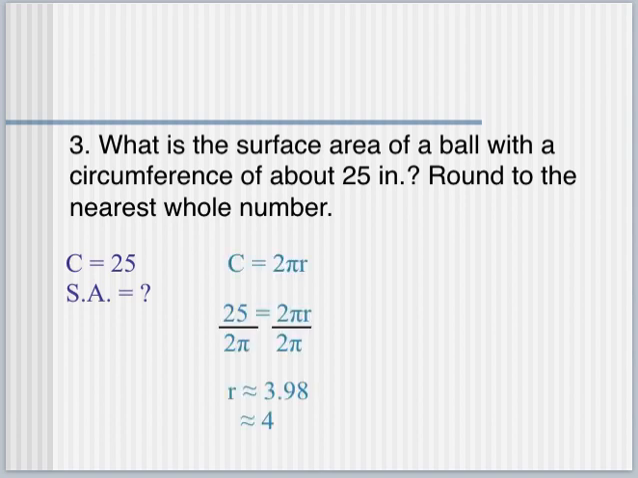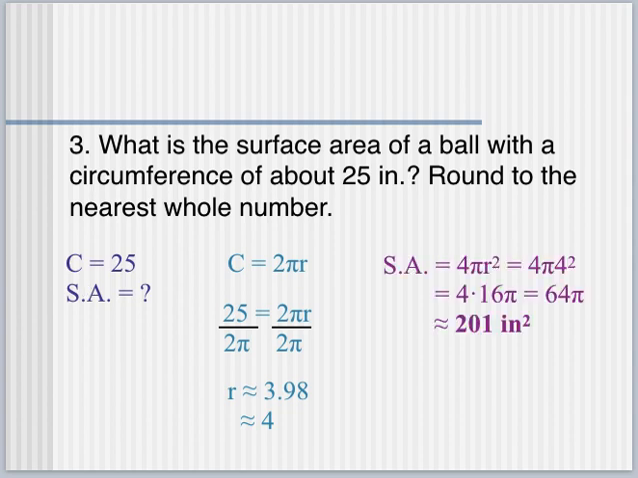So you'd plug in 25 for C in the circumference formula and solve for r. You divide both sides by 2 pi to cancel out the 2 pi in front of the r. And you get something very close to 4. You could use 3.98 or you could just use 4, either way. Because they tell us to round to the nearest whole number at the final step, you might as well round now. Now you have your radius and you can plug it into your surface area formula. And you should get something within the ballpark of 200 square inches.